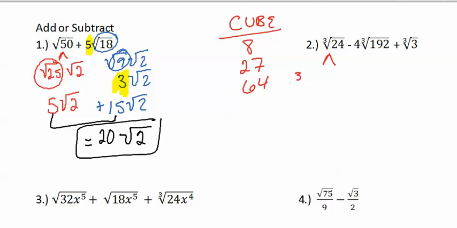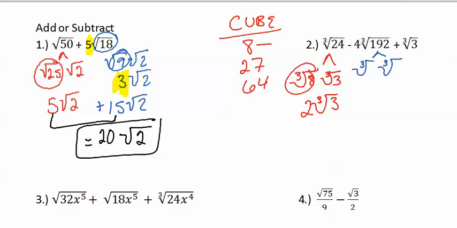So cube root of 24, you'll see that 8 can go in there. It can go in there 3 times. So we'll do the cube root of 8, cube root of 3. Cube root of 8 becomes 2, so we have 2 cube root of 3. Then we'll work on the cube root of 192. And 64 can go in there 3 times. And we know 64 is on that list, so that's going to become 4 cube root of 3.